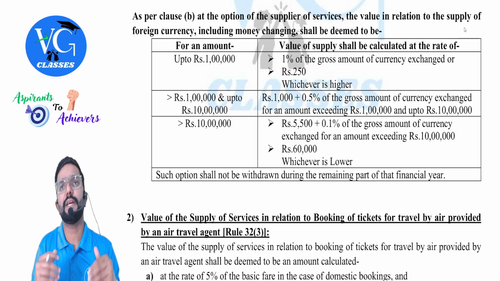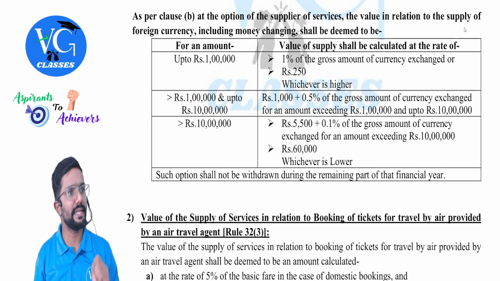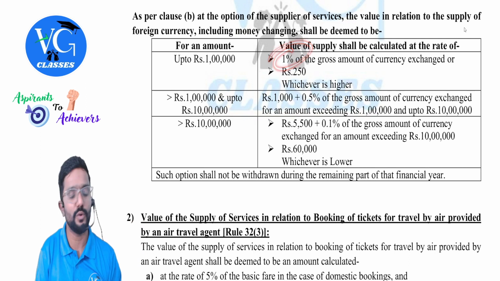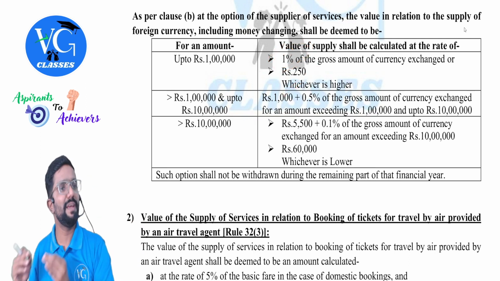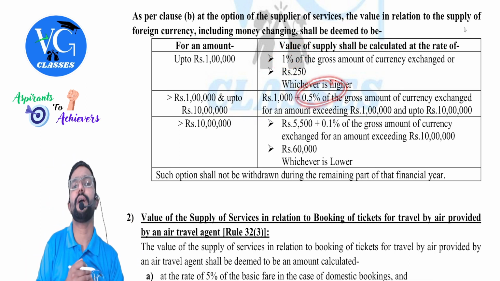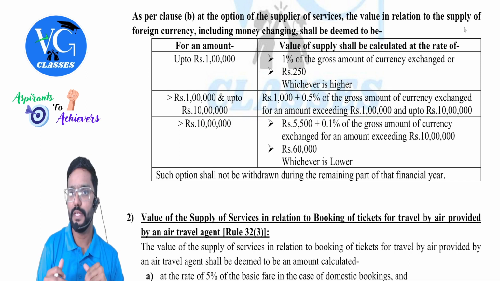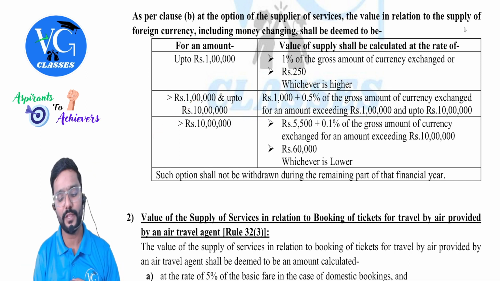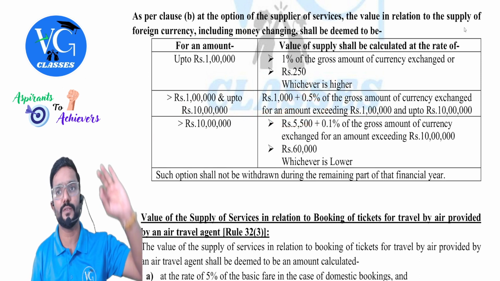Sir, assume the Indian currency exchange is 8 lakh. In that case, on the first 1 lakh, 1%, which comes to 1,000. Plus on the remaining 7 lakh, it would be 0.5%. Is that clear? Yes. Sir, what if it is more than 10 lakhs, sir? Then 5,500 is fixed. Sir, how do we get 5,500?